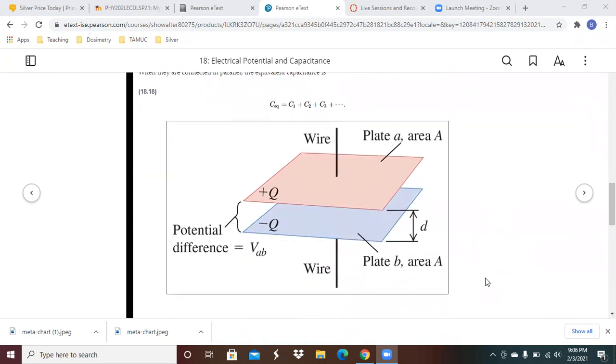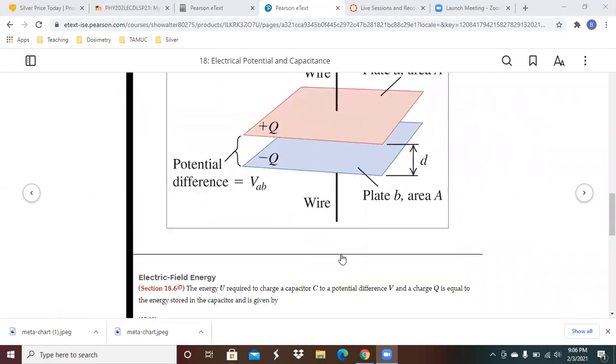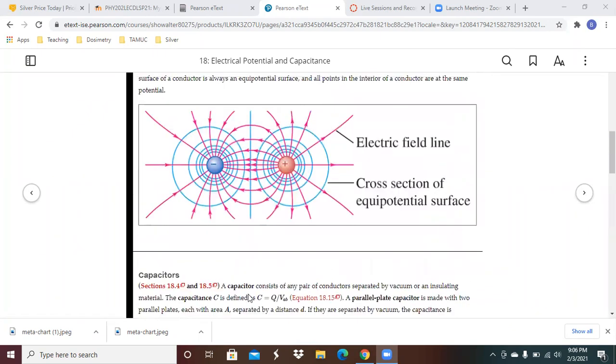So here's a picture of what's going on. You've got two conductors here. You've got a plate here that's labeled as plate A, area of capital A. Down here, you've got a plate B with the same area. You've got a positive charge here, a negative charge here, so you've got a potential difference, and then you've got wires for both. So that's the kind of situation we're going to be looking at here.